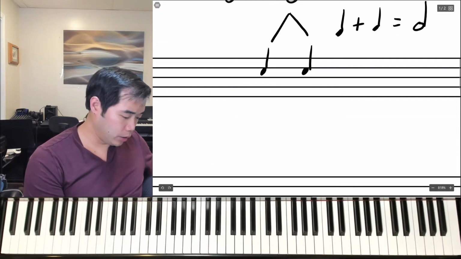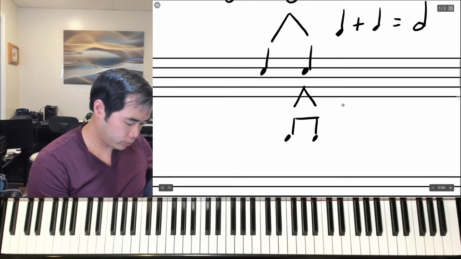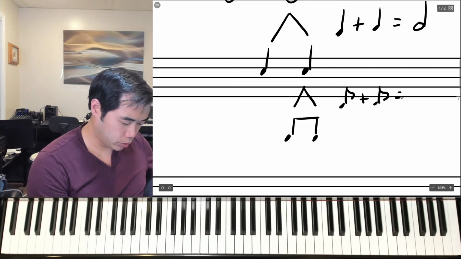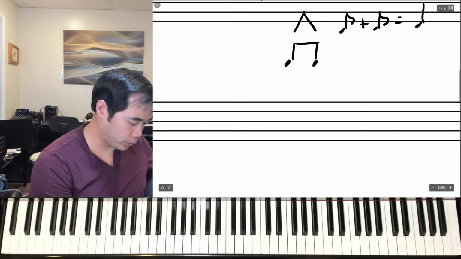And we can continue in this pattern. We can divide a quarter note into two eighth notes. An eighth note plus an eighth note equals a quarter note. And we'll take this one level further. We can divide an eighth note into two 16th notes.